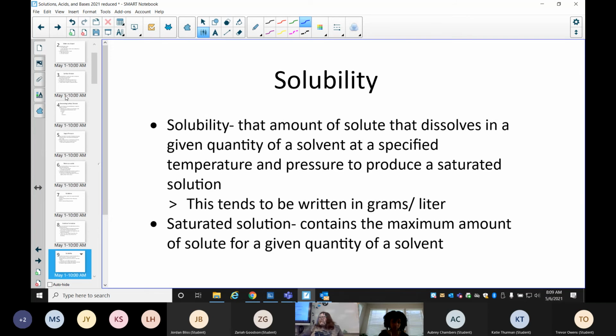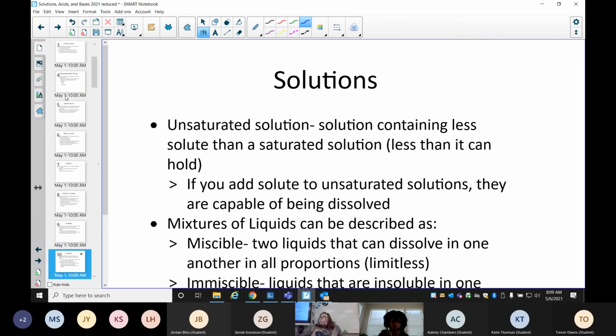In terms of solubility, remember this looked at how much could dissolve in a given amount of solvent. So that was dealing with our solubility curves in that graph as well. Remember, a saturated solution has dissolved all it should be able to at that temperature. We also end up with unsaturated solutions that have dissolved less than they should be able to. So if you add more to it, it can still dissolve more.